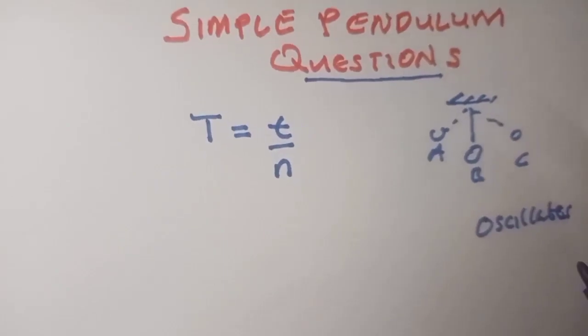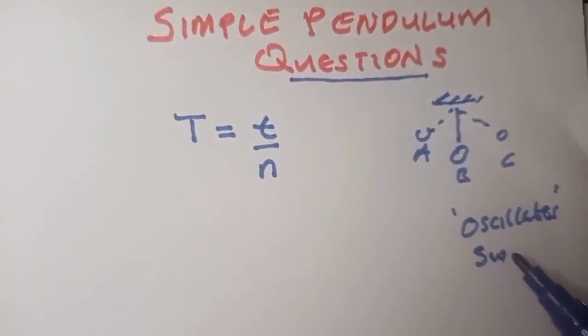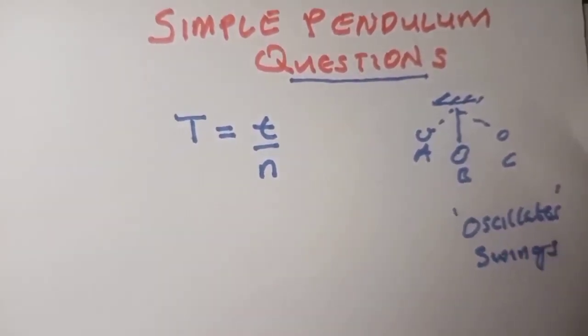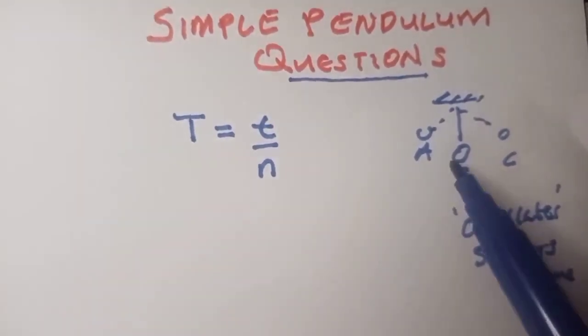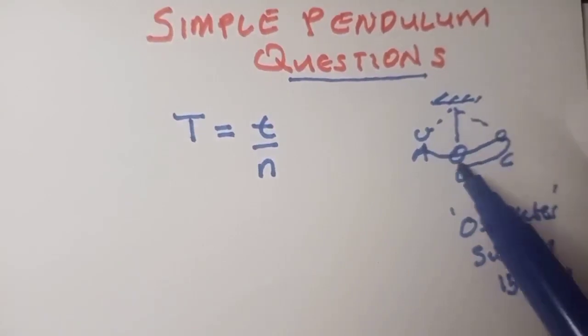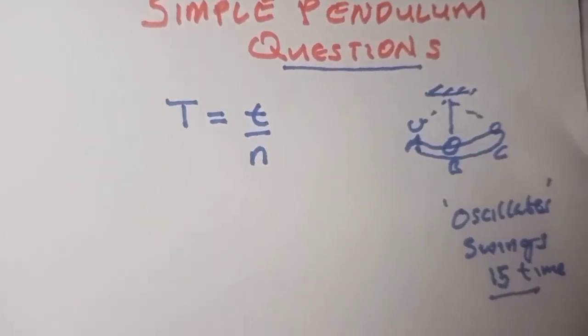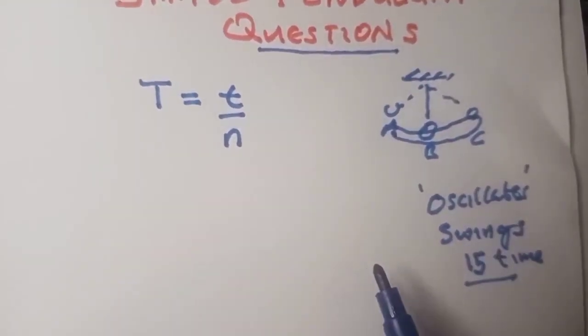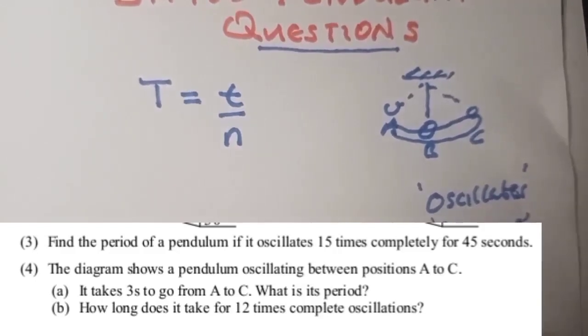Now, don't get confused by the word oscillating. It simply means the bulb swings 15 times. What do we mean when it swings 15 times? It swings from A to C and back to A, and it makes these swings 15 times. That is what the question is saying. And the time it takes to swing 15 times, from the question, is 45 seconds.